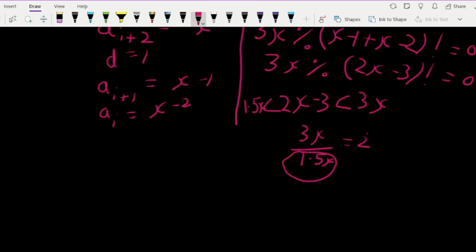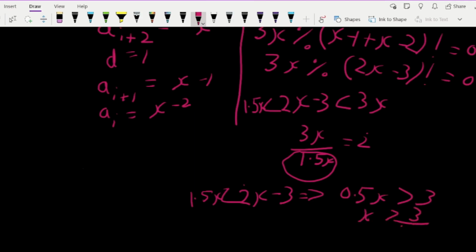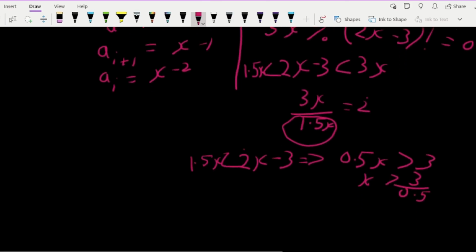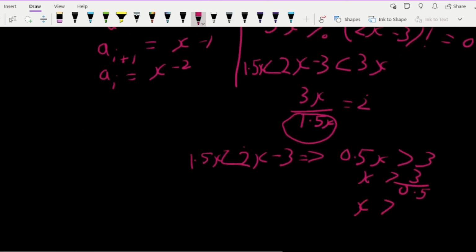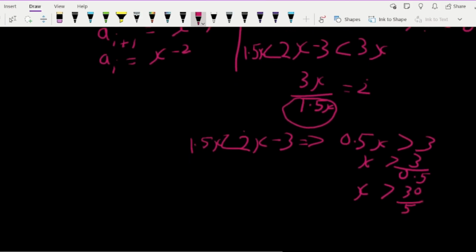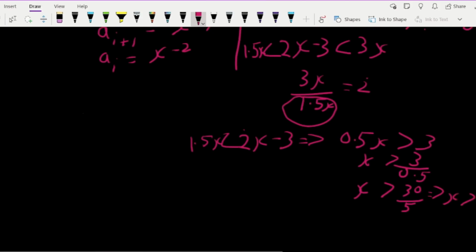So if we solve this inequality, let me solve this. 2x minus 3 should be greater than 1.5x, which implies 0.5x should be greater than 3, x should be greater than 3 by 0.5, x should be greater than 30 by 5, which implies x should be greater than 6, right?